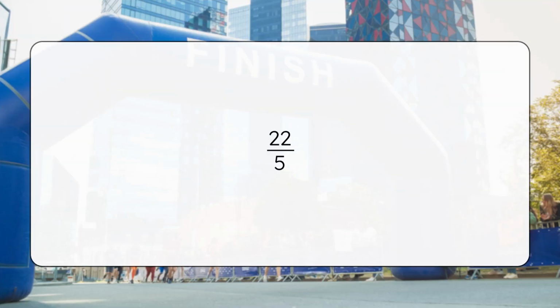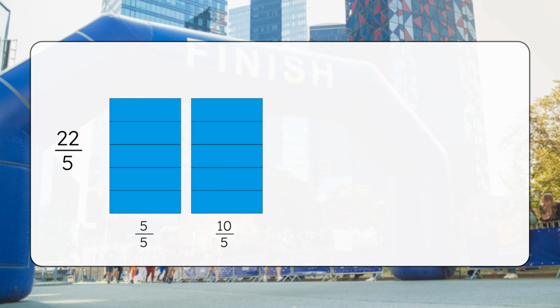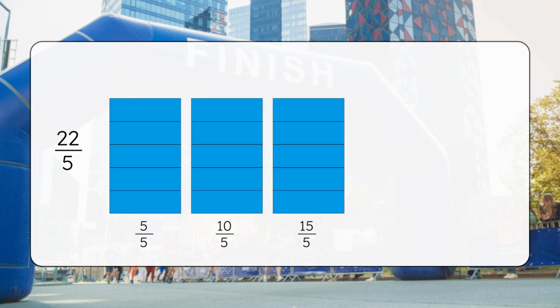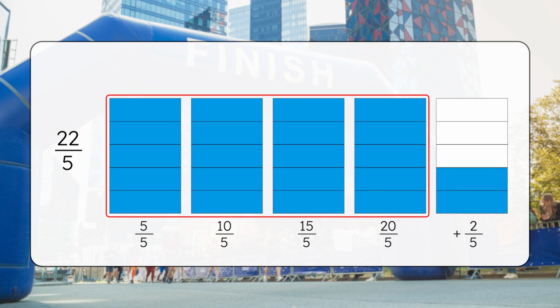To represent 22/5 as a mixed number, we'll draw a model. We know this amount is greater than 1, and since our denominator is 5, we'll split each rectangle into 5 pieces. Each whole is 5/5, so we have 5/5, 10/5, 15/5, and 20/5. How many fifths are needed to get to 22/5 from here? We need 2 more. So there are 4 wholes and 2 extra fifths, which is the mixed number 4 2/5.